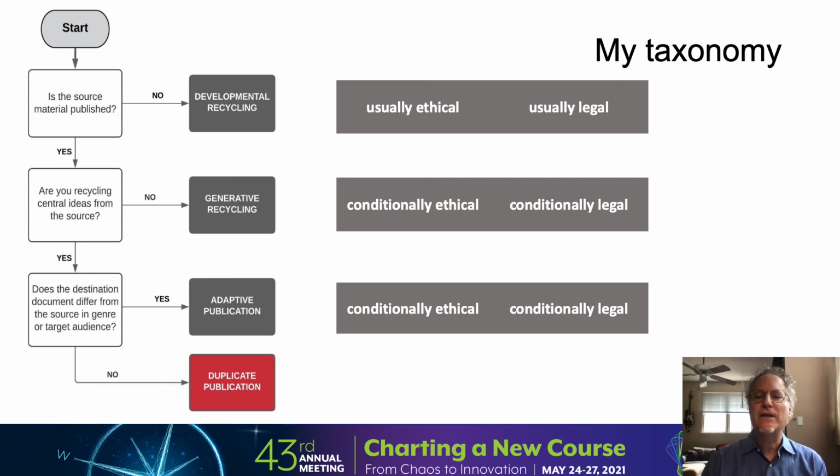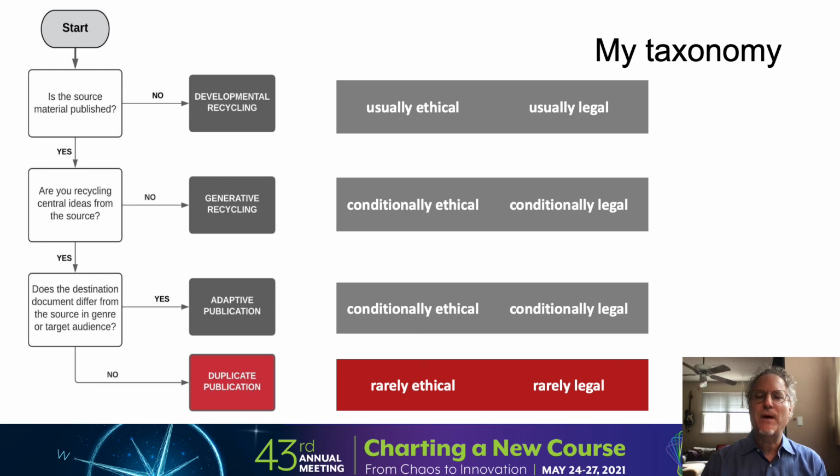For adaptive publication, it depends on getting permission from the copyright holder and also transparency with the editors and readers. So, for instance, doing a translation may be acceptable and legal, but it depends on the authors and having an agreement with the publishers and being clear and transparent. And finally, duplicate publication is rarely ethical or legal.